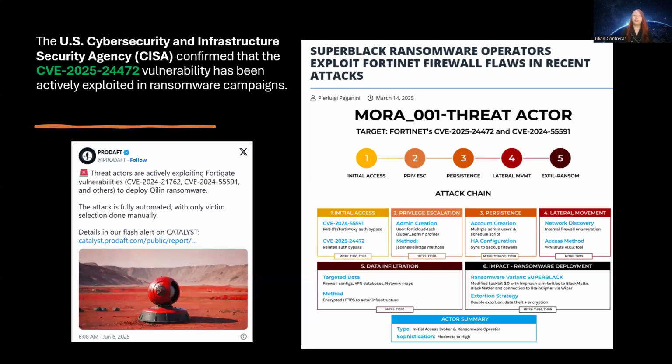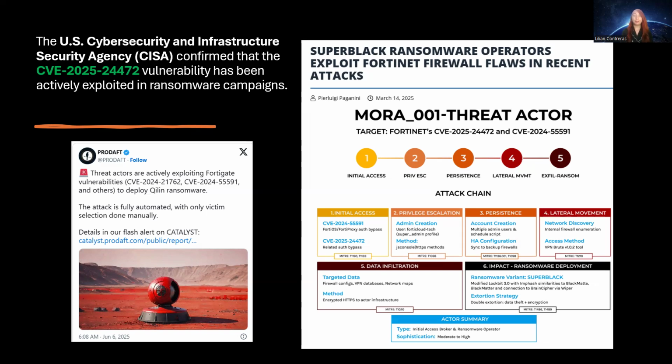The U.S. Cybersecurity and Infrastructure Security Agency, CISA, confirmed that the CVE-2025-24472 vulnerability has been actively exploited in ransomware campaigns. In March 2025, researchers from Forescout Research Vedere Labs reported that between January and March, malicious actors exploited vulnerabilities to deploy the SuperBlack malware.